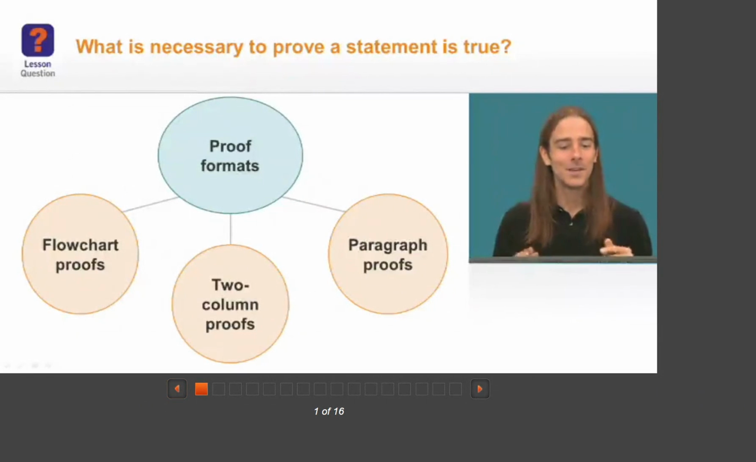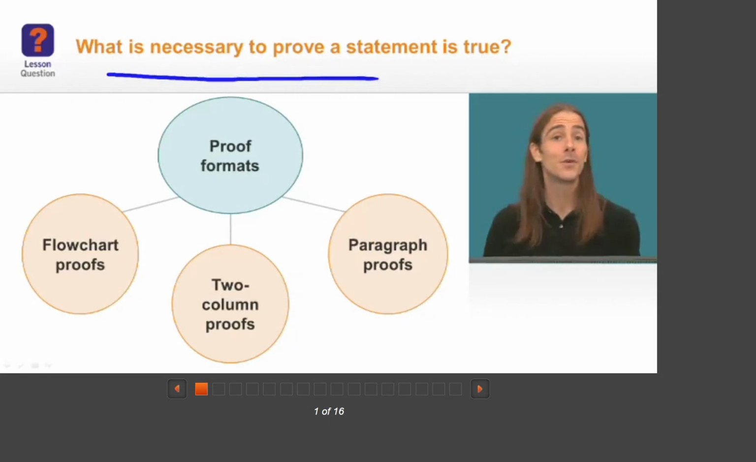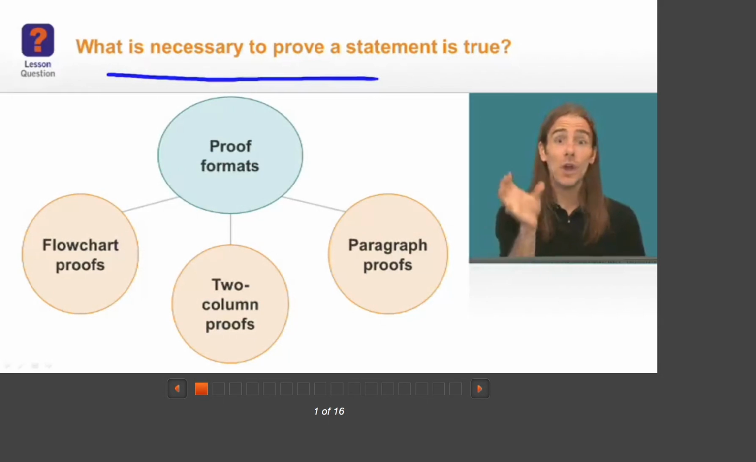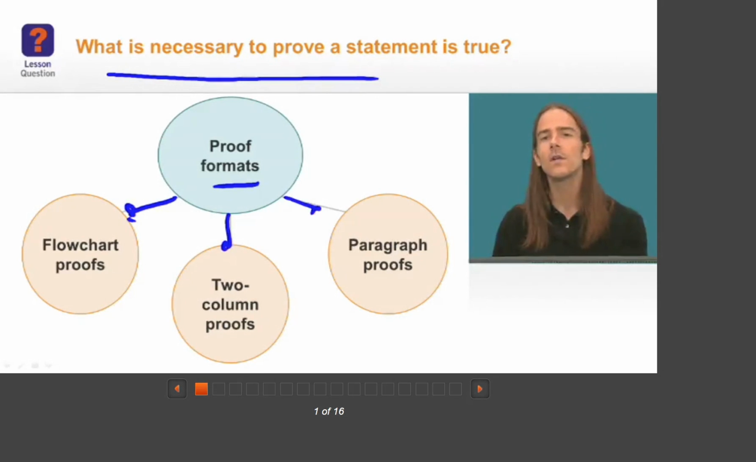In this lesson, we're asking what is necessary to prove a statement true, and so far you've seen how to justify the steps of an algebraic solution. Next, we're going to learn about some different proof formats, and we're also going to learn about how to prove a statement with justifications like propositions, definitions, and theorems.